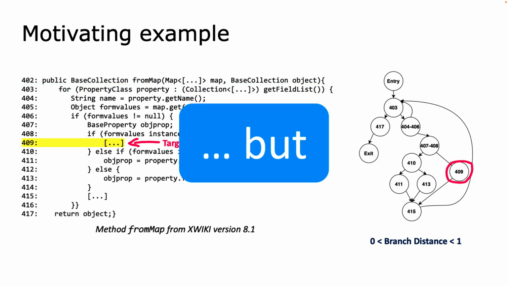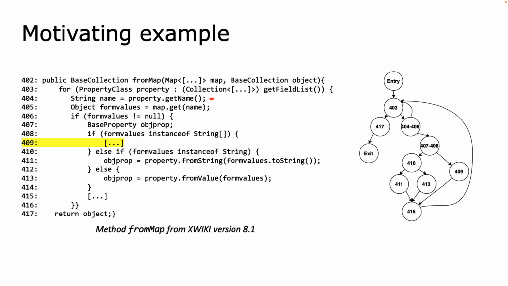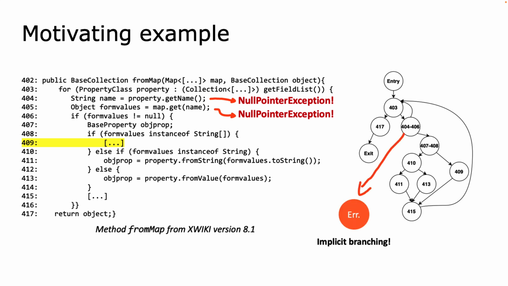However, the approach level and the branch distance only check control-dependent nodes. This means that if we have implicit branches, like for instance a null pointer exception thrown at line 404 or 405, the fitness value of the corresponding tests will be the same. So what can we do to address this issue?